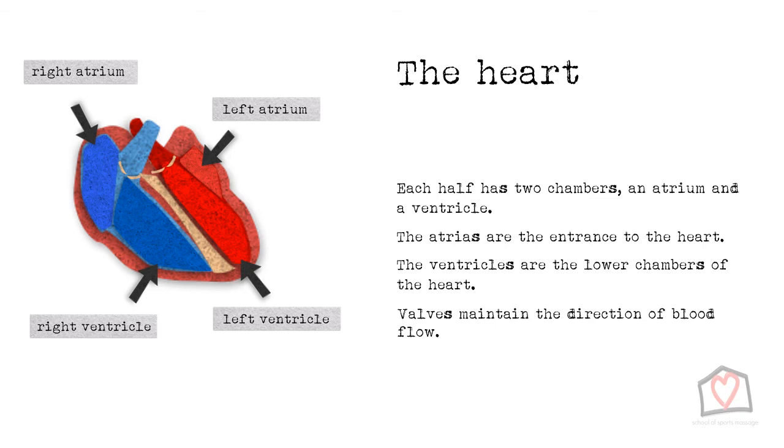Valves maintain the direction of blood flow, especially during contraction, separating each chamber and the blood vessels. There are semi-lunar valves between the ventricles and the arteries, and between the atria and the ventricles there are bicuspid or tricuspid valves. Bicuspid on the right side, tricuspid on the left.